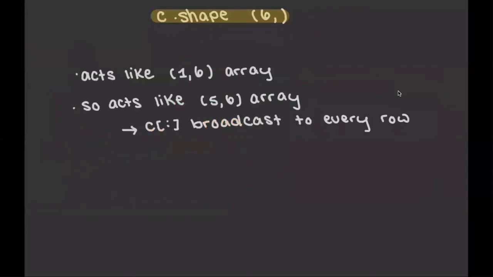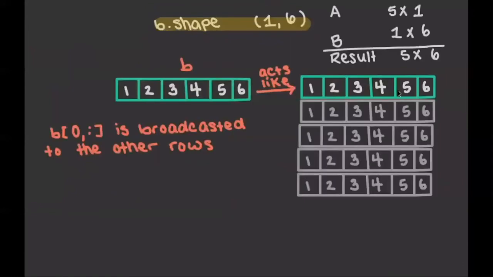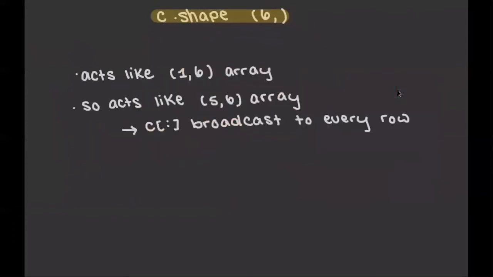So now we have C. Remember, C is a little bit strange in this dimension. You can really think about it as a 1 by 6, so 1 row, a bunch of columns. So you can think of it as looking very similar to B. It acts like a 1 by 6 array, and B is a 1 by 6 array. So we know 1 by 6 can act like a 5 by 6. It's really the same story as what's happening in B, just in a slightly different way. Again, this might happen if you turn a list into a NumPy array, for instance.